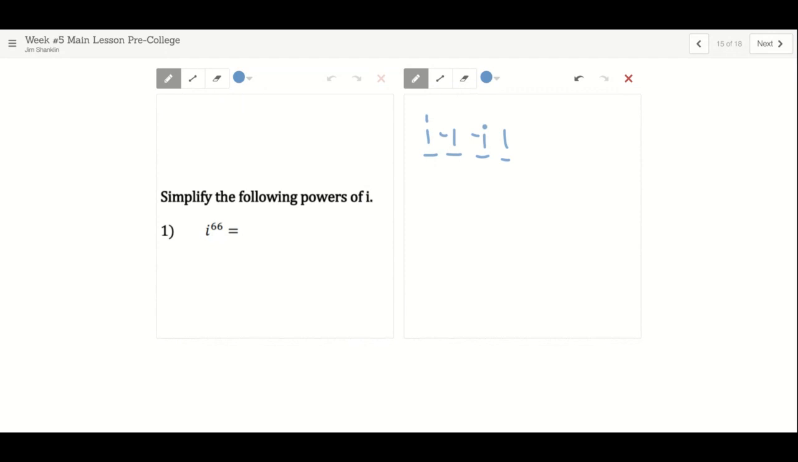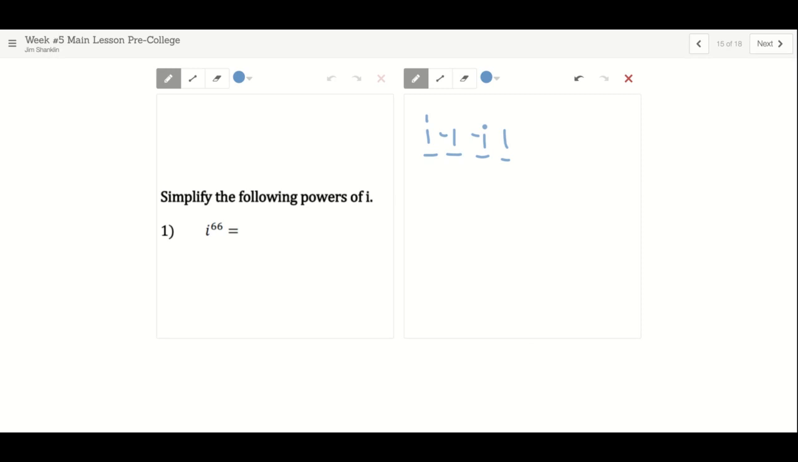Okay, what is my answer? i to the 66th. So we're going to divide by 4. What is our remainder when we divide by 4? Remainder of 2. So our answer is negative 1. I agree. Okay, that is the very least I expect from you guys. This is the minimal type questions.